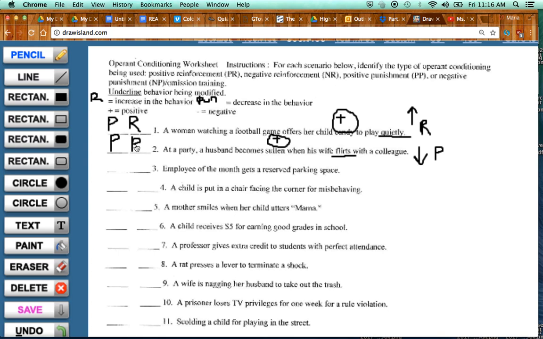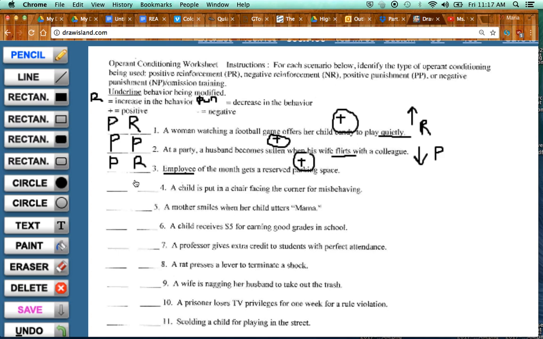Number 3, employee of the month gets a reserved parking space. That would be positive reinforcement because the company would want the employees to do better. So they increase the behavior, so they gave a rewarding stimulus of the parking space.